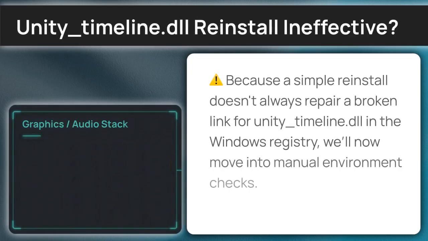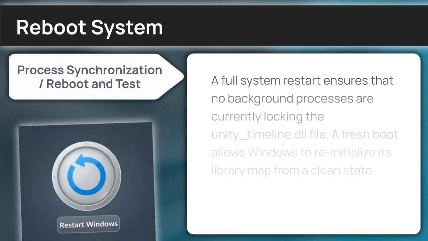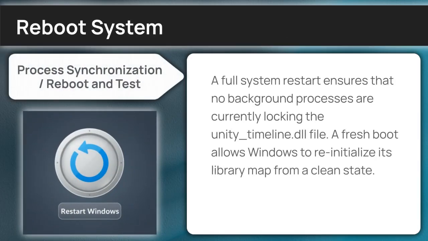When a fresh installer fails to clear the error, it typically points toward a deeper conflict within the Windows execution layer. If your system has been running for an extended period, a reboot might be necessary to resync your background processes and clear any temporary locks on the Unity Timeline Module file.